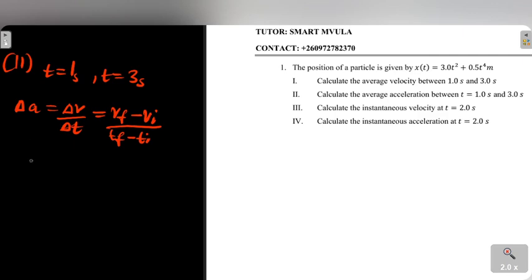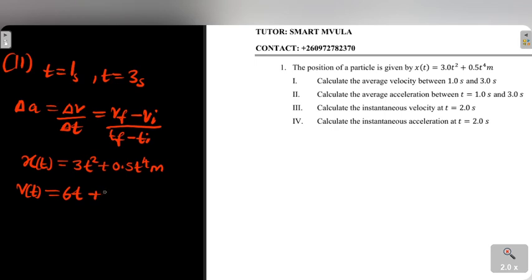So here we have our position function, which is equal to 3t squared plus 0.5 t to the power 4 meters. We can obtain our velocity function by differentiating this position function. So the velocity function as a function of t will be equal to, we differentiate: drop the 2, 2 times 3 gives us 6t, then 2 minus 1, the power will be 1 there.